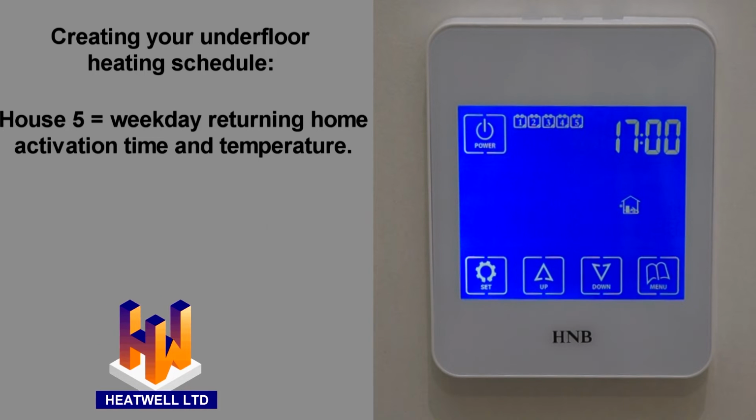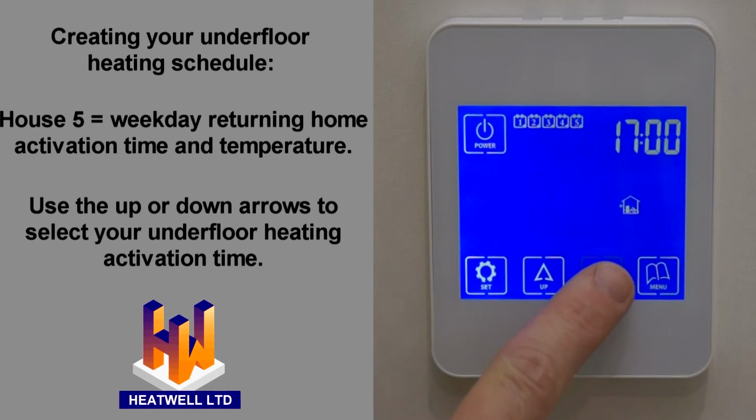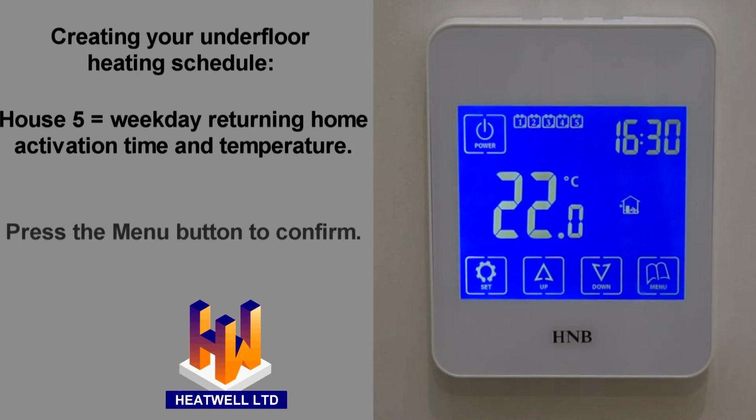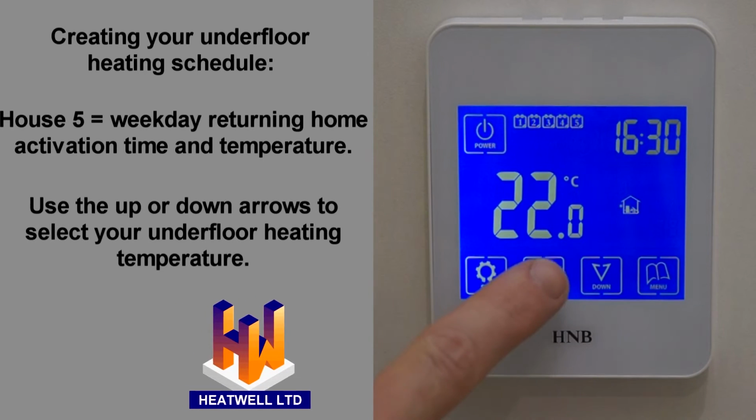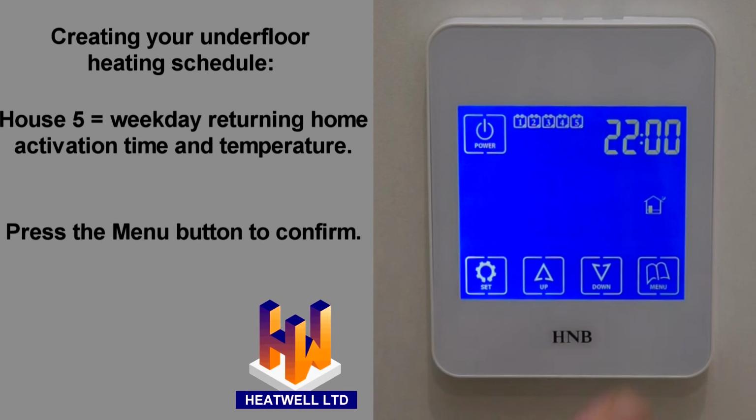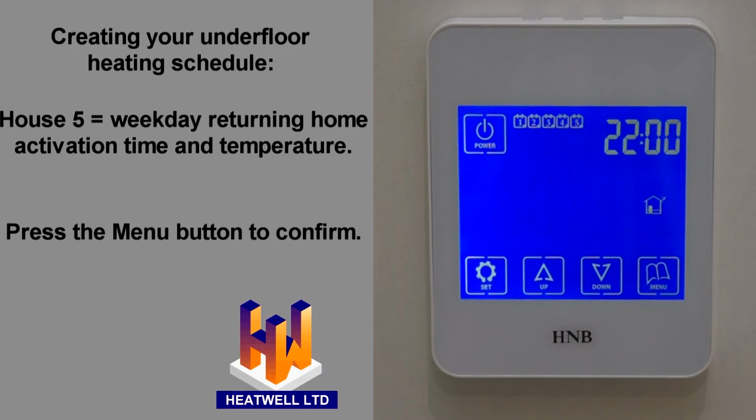In this case, we'll select 4:30 p.m., then press the menu button, then we'll select our evening floor temperature, in this case 23 degrees. Then press the menu button to confirm and move on to the next time and temperature.